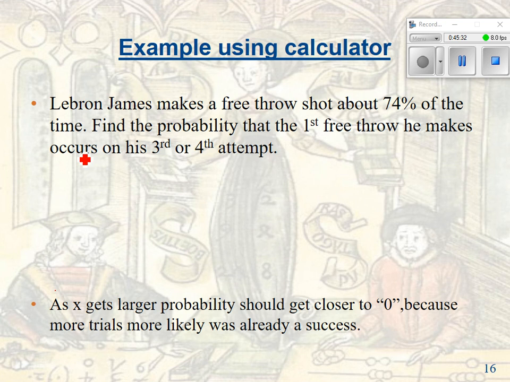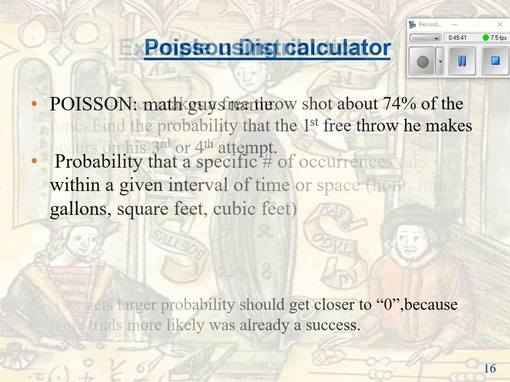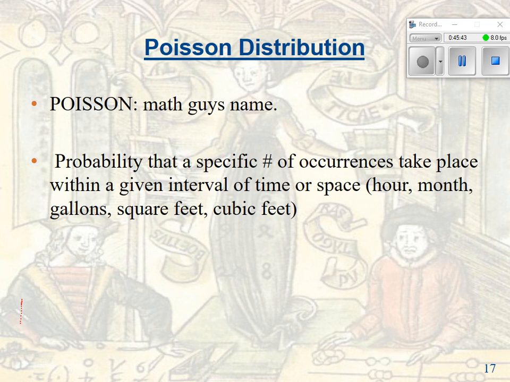LeBron James makes a free throw shot 74% of the time. Find the probability that the first free throw he makes is on his 3rd or 4th attempt. We did this already, same thing as the last ones we did, so I'm going to skip over that.